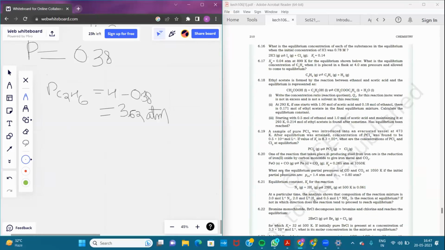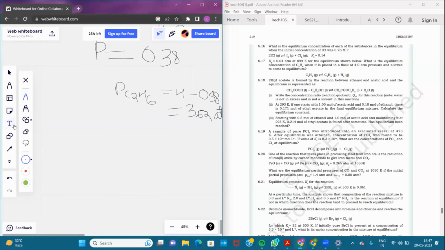Ethyl acetate is formed by the reaction between ethanol and acetic acid, and the equilibrium is represented as CH3COOH plus C2H5OH, CH3COOC2H5 plus H2O. Write the concentration ratio Qc for this reaction. Observe the bracket: water is not in excess and is not a solvent in this reaction. Here, water is not a pure liquid, so we'll consider it in the equilibrium constant expression. We should not neglect the concentration of water. As a result, we need to include the concentration of water.